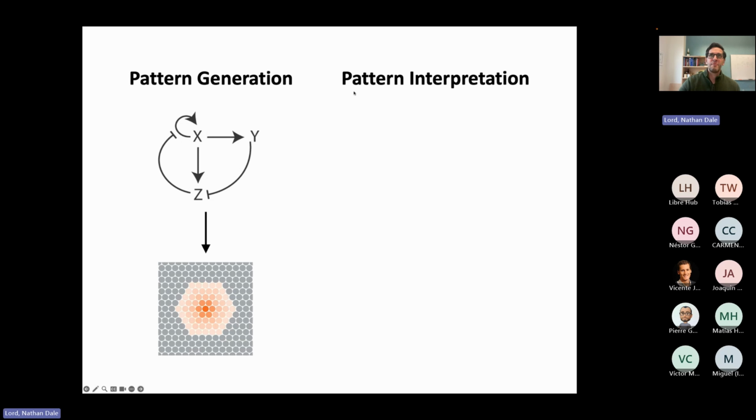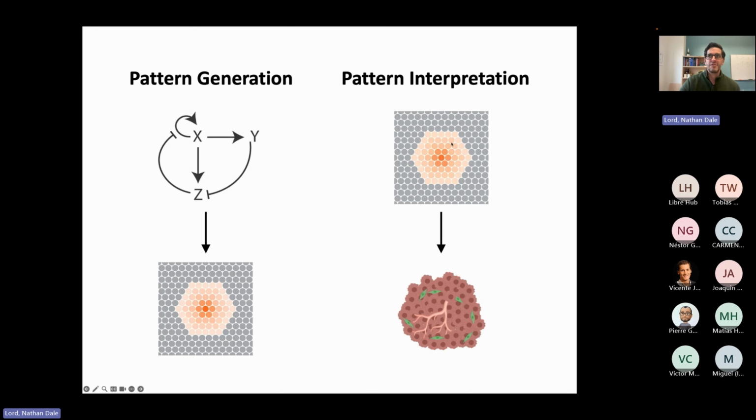The second part of the problem we'll call pattern interpretation. What I mean by that is once you have a pattern, how do cells read it, extract information about what they're supposed to be doing, and then use that information to construct a tissue with a well-defined structure. The story I'm going to tell you about today started with our work on the first problem: where do patterns come from in the zebrafish embryo? And that led into a set of tools that we're going to use, looking forward, to understand how patterns are interpreted.